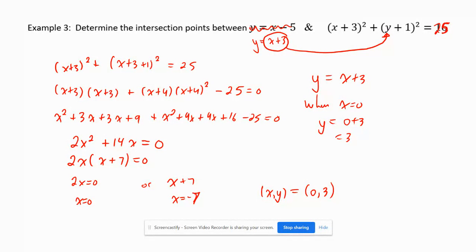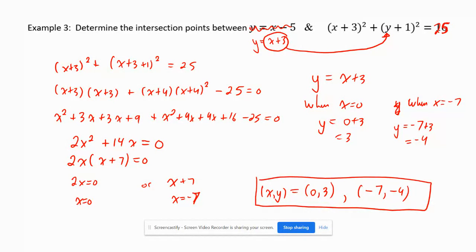So we get x, y equals 0, 3. And when x equals negative 7, we get y equals negative 7 plus 3 equals negative 4. And that's going to be negative 7 comma negative 4. And those are solutions for this system. Okay, so this kind of matches up with the graph that we saw earlier on.